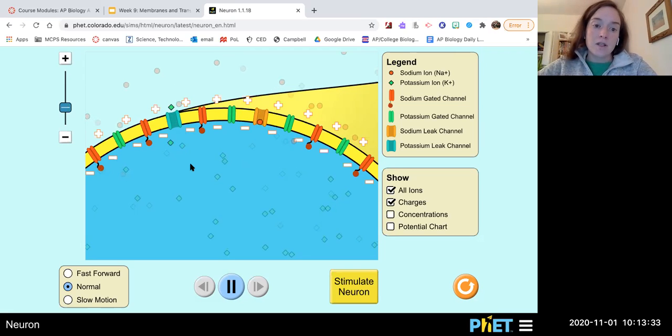All of these are showing facilitated diffusion, right? It's the movement of ions. So we know those don't diffuse, that's not simple diffusion. They're not moving right through the cell membrane. They're moving through carrier proteins or protein channels. And so that is just facilitated diffusion.